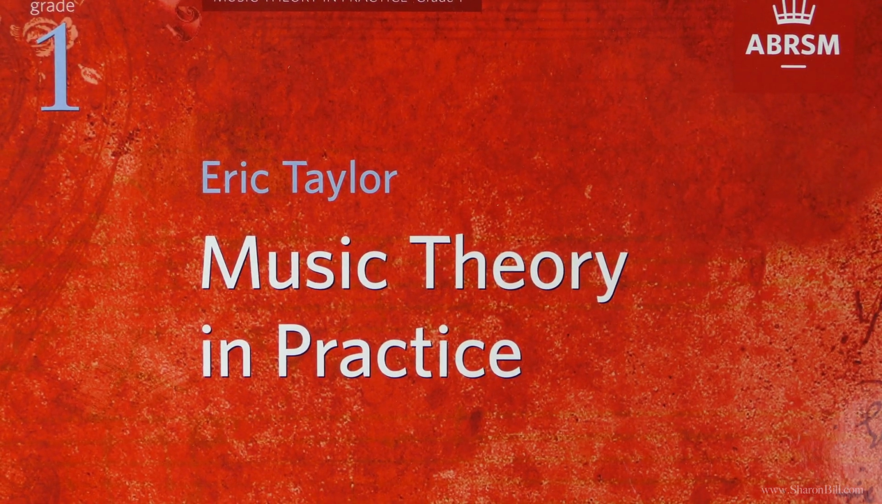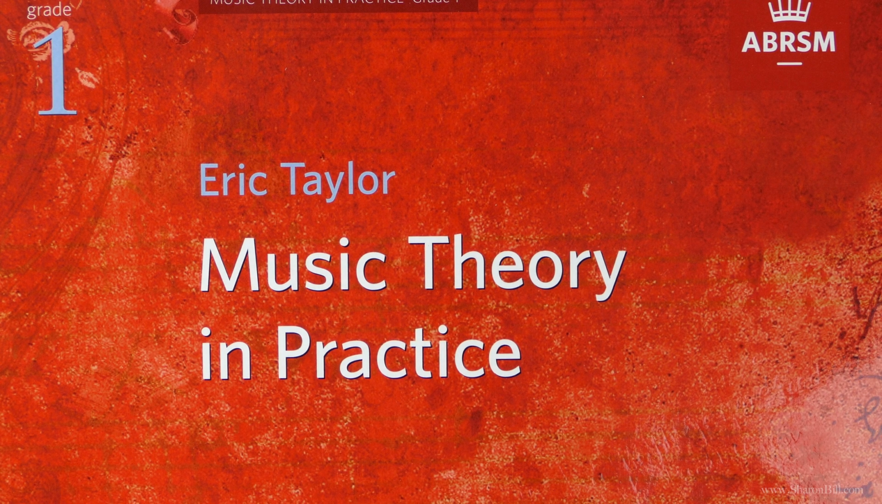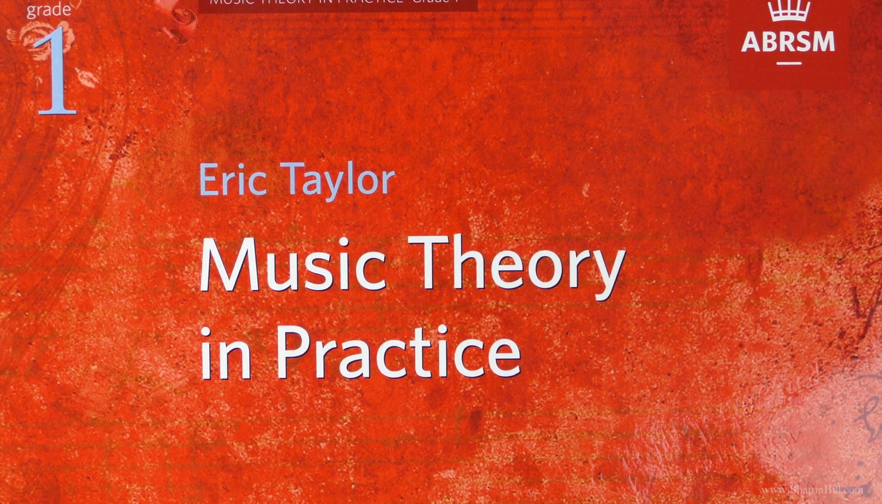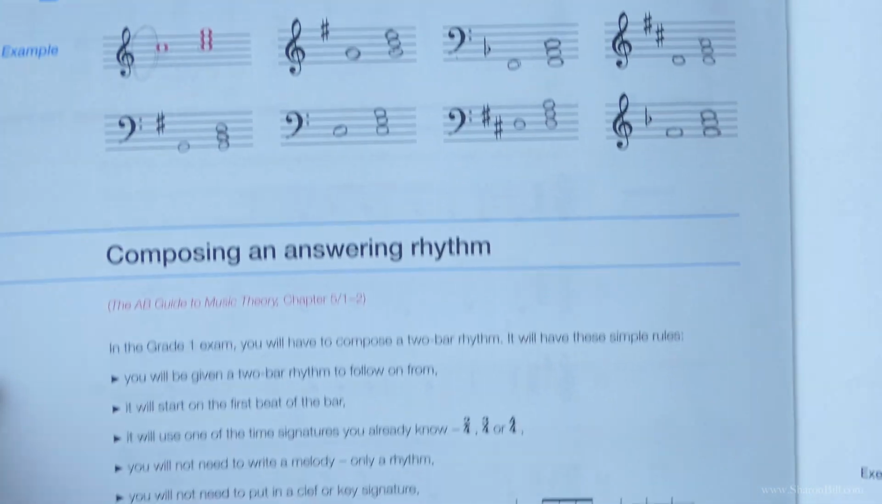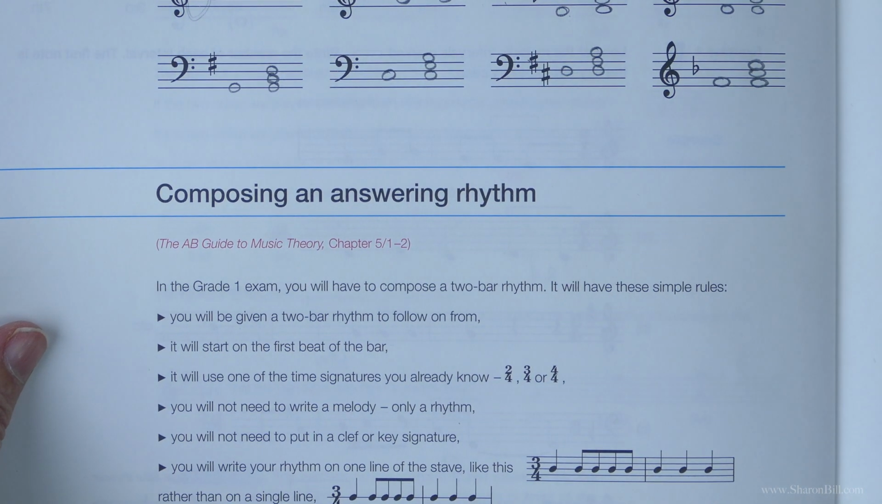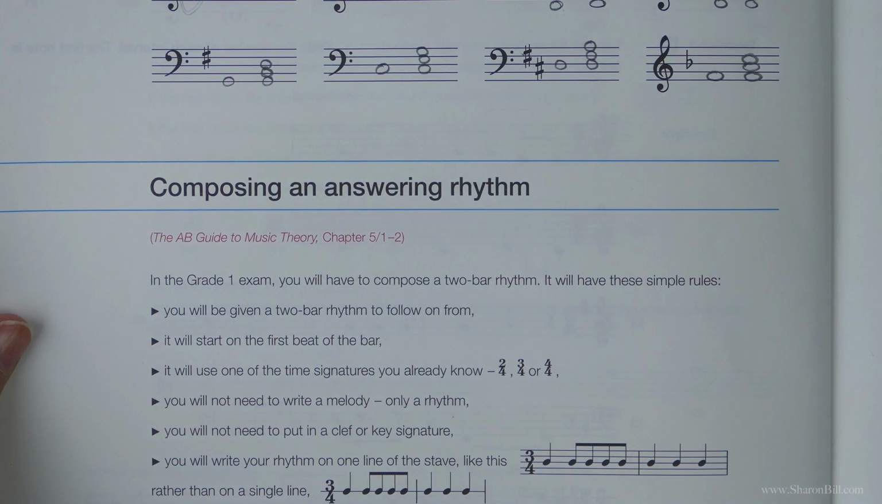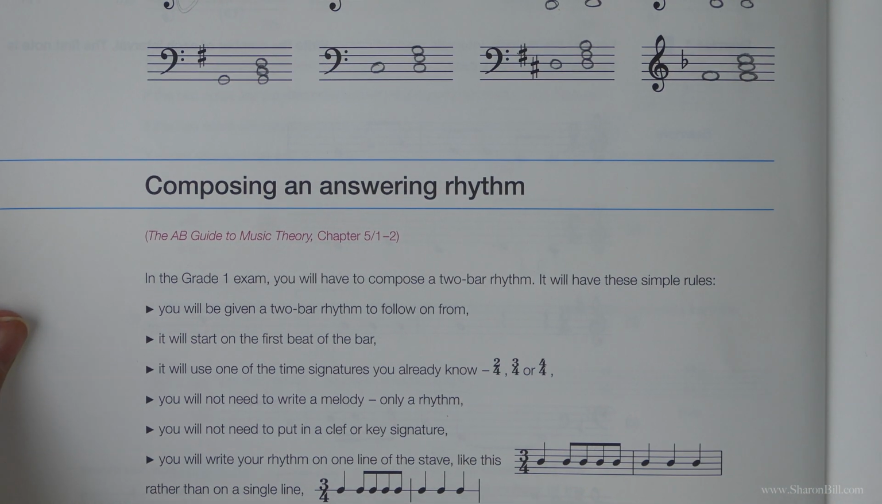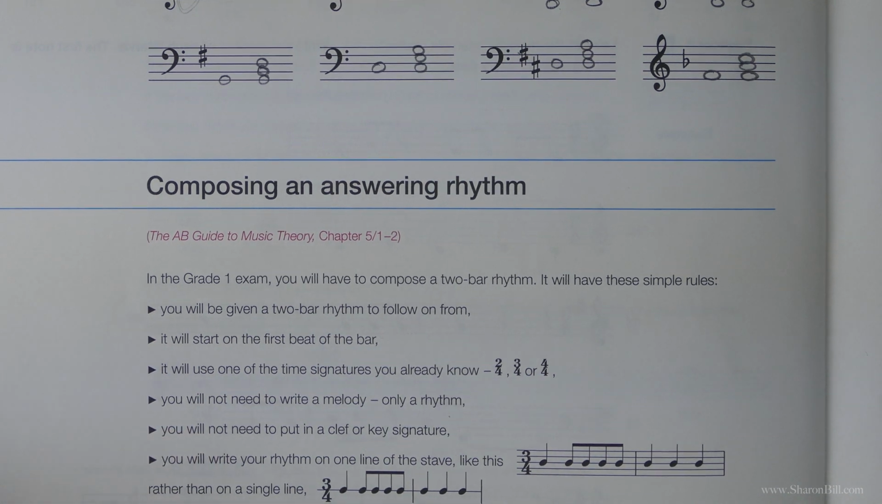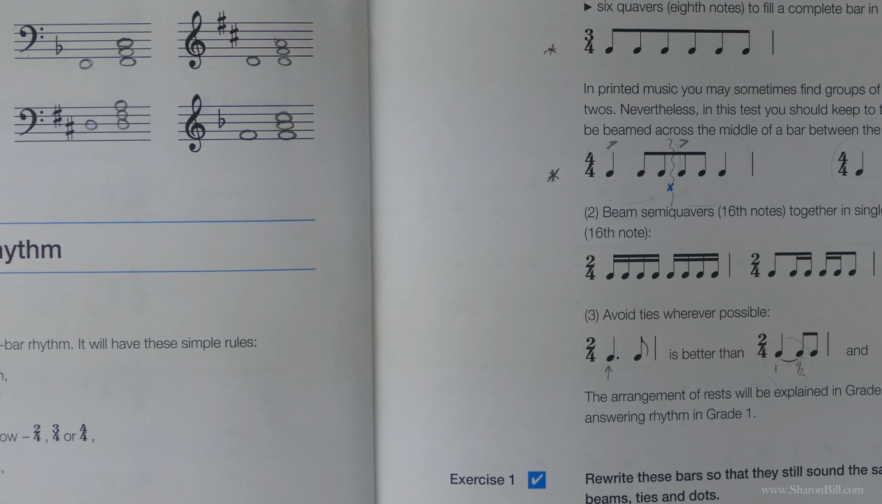From 2018 onwards, ABRSM have revised the exam syllabus, and I'll just show you which sections are affected. So if you turn to the back of the book to the section, so this is page 22, composing and answering rhythm. This question no longer appears on the exam paper. From 2018 onwards, the revised exam syllabus no longer includes this. However, I do work through some examples with you.